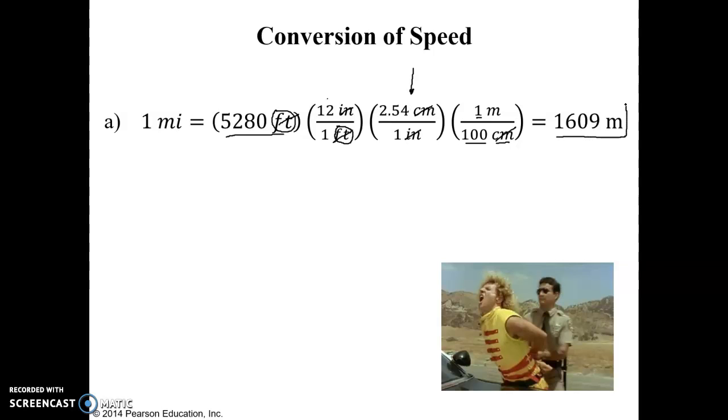And all of these units cancel out, the feet and the feet, inches and inches, centimeters and centimeters, and what we're left with in the end is meters. So this is an equivalency that we calculated, that we derived. 1 mile is 1,609 meters.